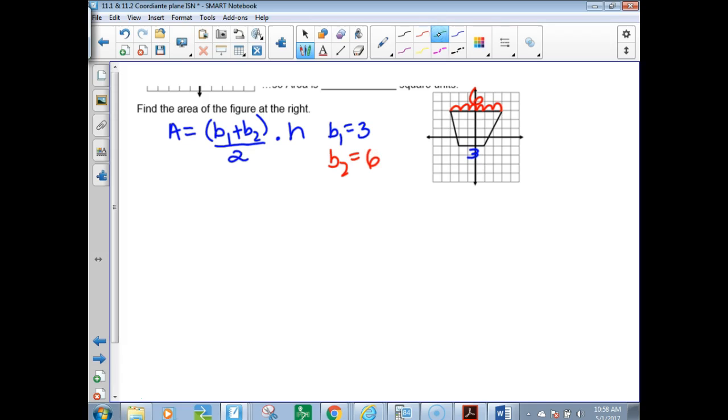And then what is the height? Well, you can count anywhere you want, perpendicular between the bases. So if you want to count the y-axis, or you could even put one right there. And it's 1, 2, 3, 4.